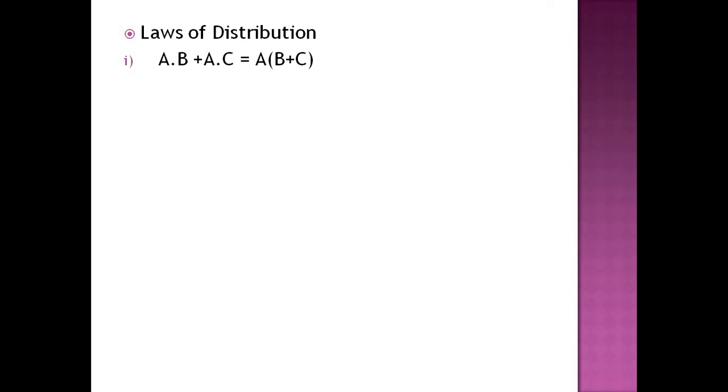Next is the law of distribution. The law of distribution says that A dot B plus A dot C is equal to A in bracket B plus C. Here we consider that the term A is common in the first and second terms. So we take A common and write in bracket B plus C. Next is A plus B into A plus C is equal to A plus B dot C.